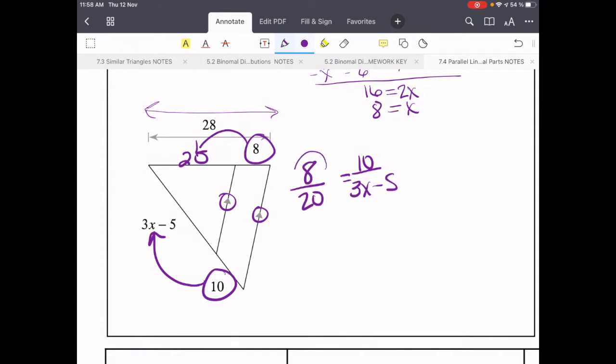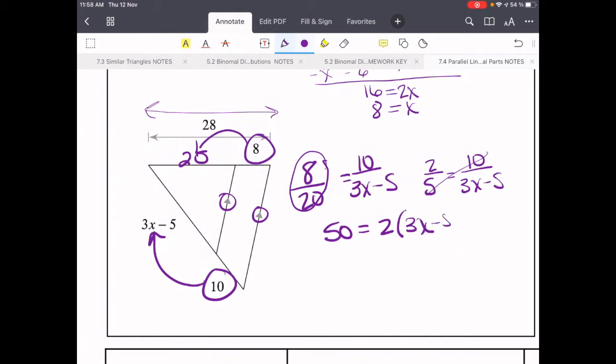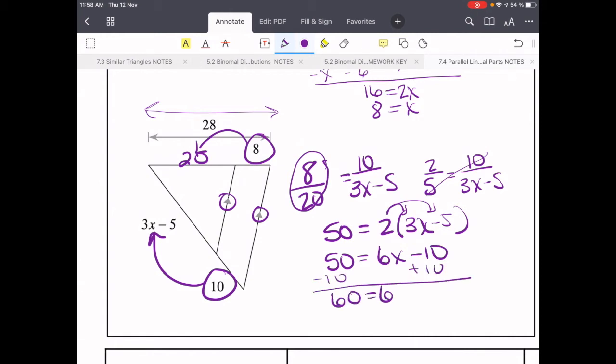And again, let's reduce this. 4 goes into both of those. So we've got 2/5 equals 10 over 3x minus 5. Now we can cross multiply. 50 equals 2 times 3x minus 5. Distribute the 2. So 50 equals 6x minus 10. Add 10: 60 equals 6x, so x equals 10.